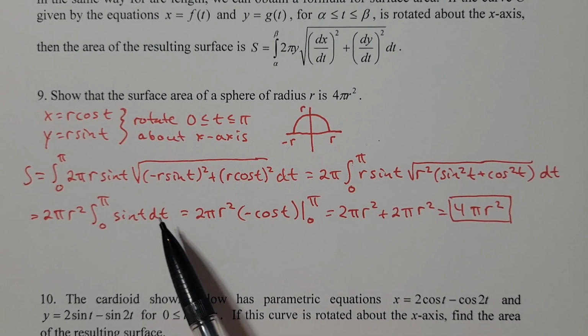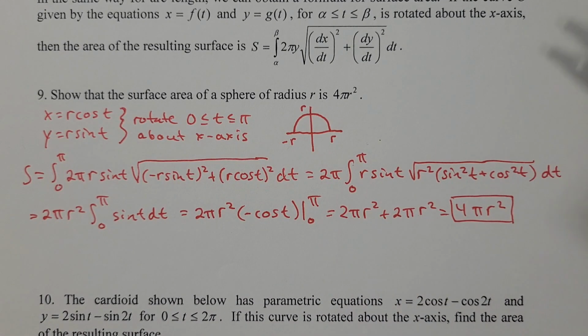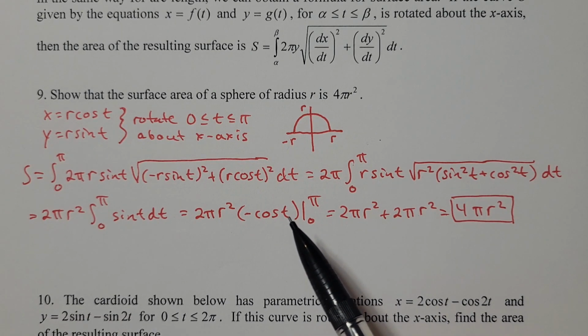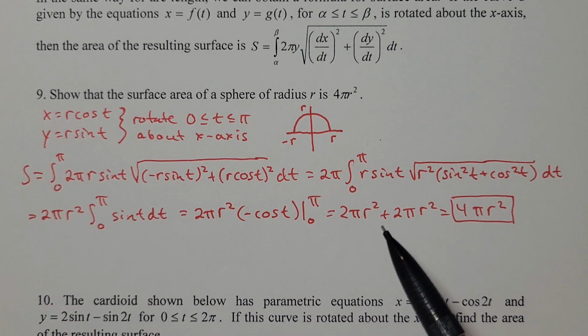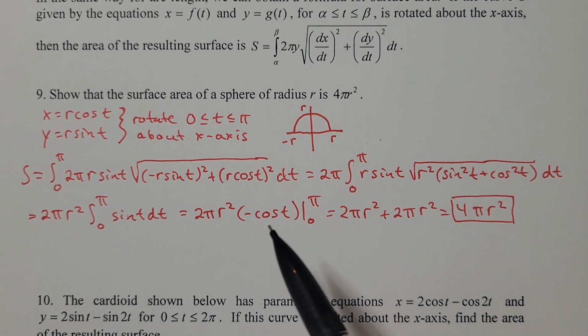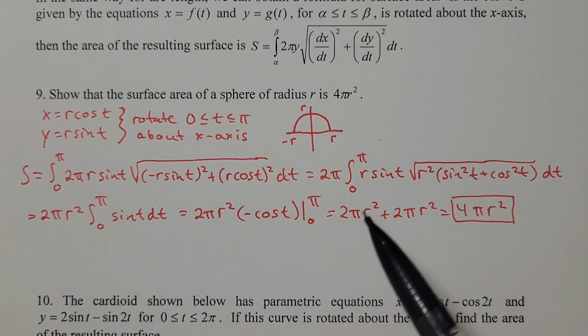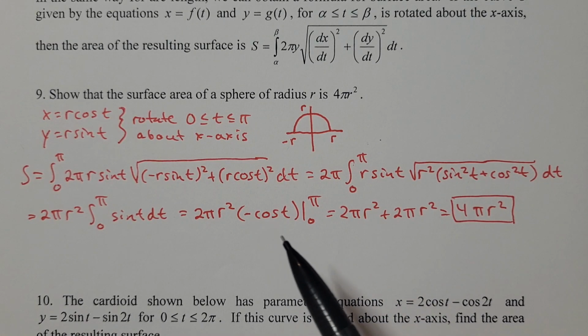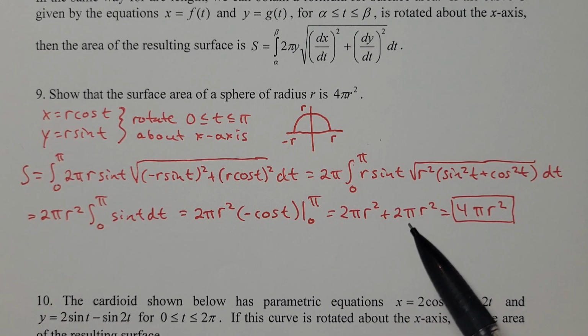Okay, so when I integrate sine t, I get negative cosine t, going from 0 to pi. And then when I plug in the bounds, cosine pi is -1, so the opposite of -1 is 1. I get 2 pi r squared times 1. And then minus, when t is 0, I get 1 there, so it'll be minus a negative, which means plus 2 pi r squared times 1.